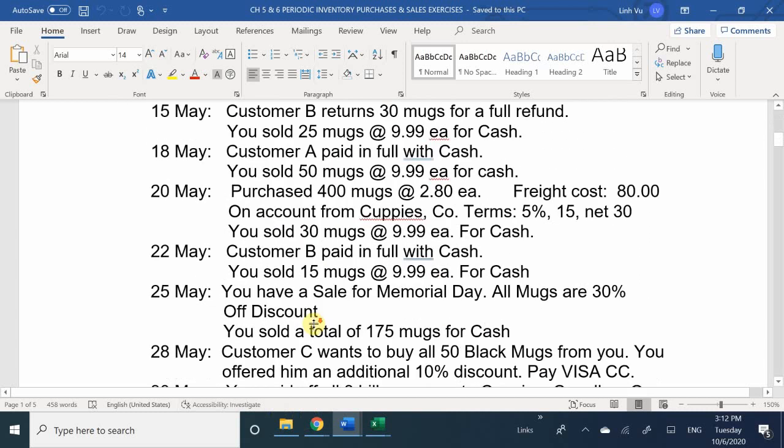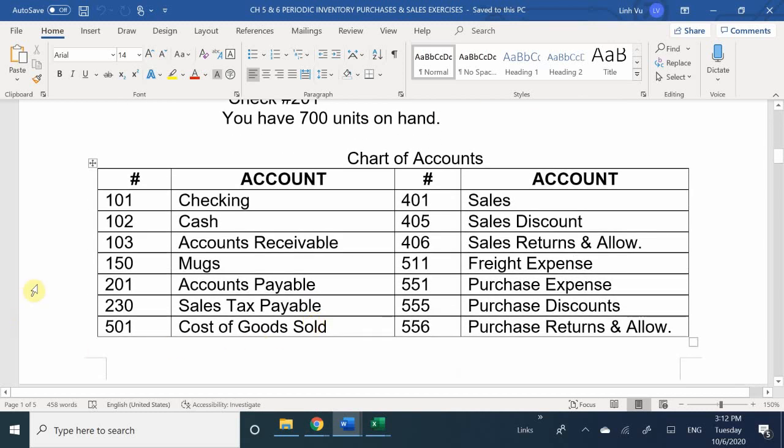So let's look at our chart of accounts. What accounts are we going to be using? We are going to need account 401 for our sales. Good. We're going to need account number 230 for our sales tax account. And since this was sold on account, they have to pay, is it going to be accounts receivable, 103? Correct.